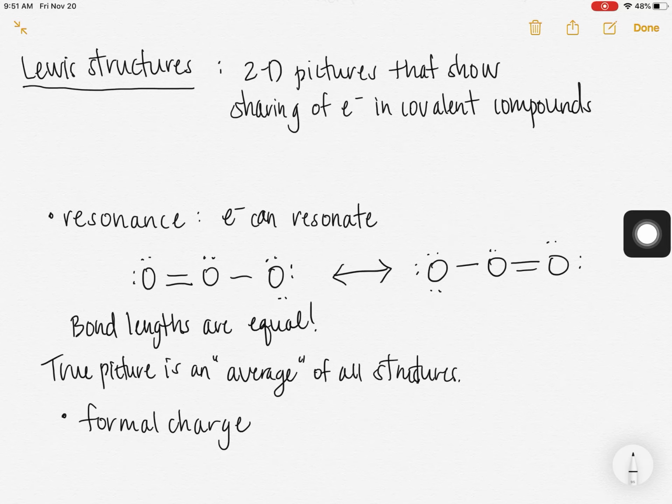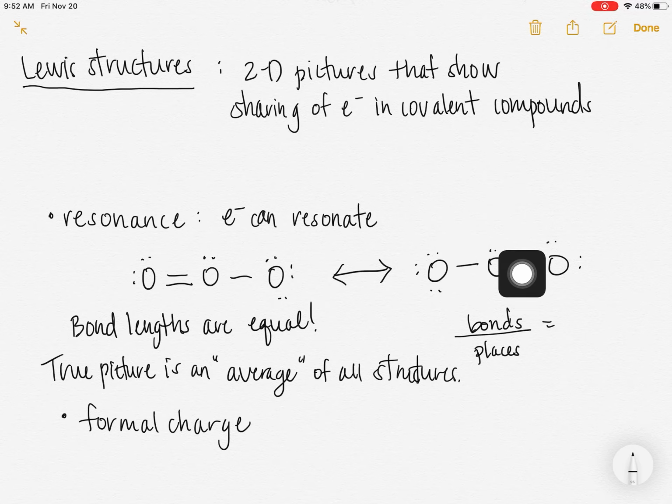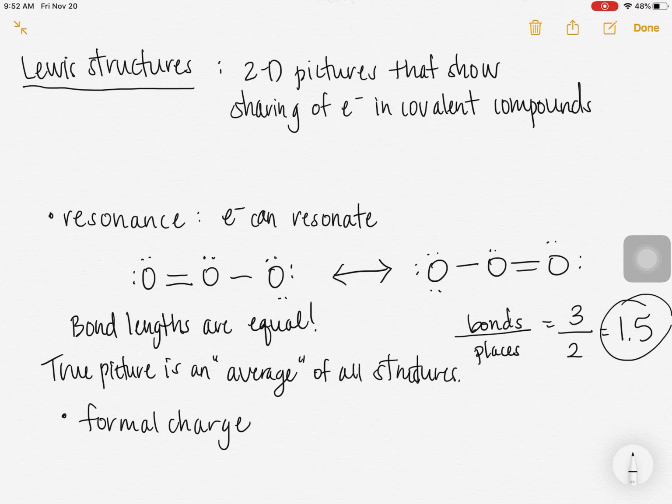And it's not. So the way you find that is by taking the number of bonds and dividing it by the places that they can be. So in this case, we have 1, 2, 3 bonds divided by the fact that they could be here or here, so divided by 2. So in ozone, the bond is actually a bond and a half. So it's not a single, it's not a double, it's a bond and a half. I know that's hard to picture. It's also very hard to draw, which is why we draw it as a resonance picture.